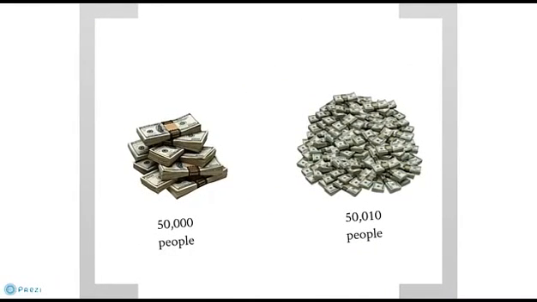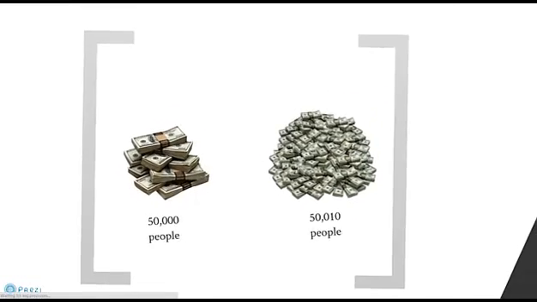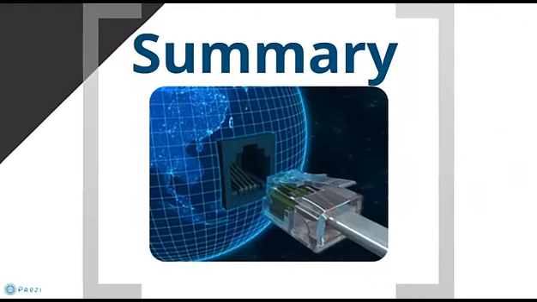Other critics say that when Reed's Law is applied to a large network, the value can become overly inflated. For example, Reed's Law would value a 50,010 person network as 1,000 times more valuable than a 50,000 person network, which is unreasonable.